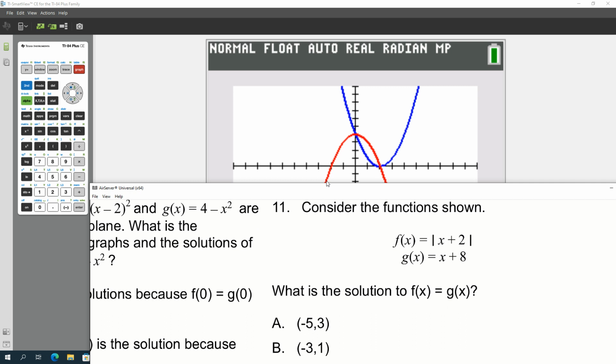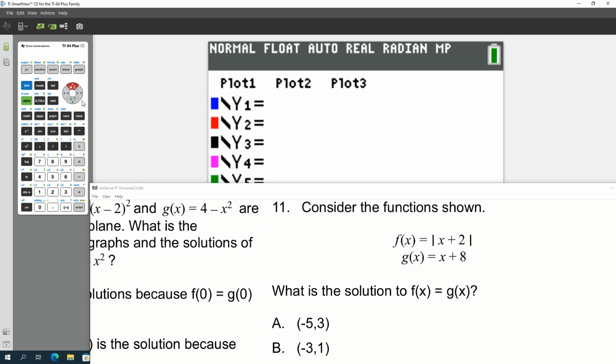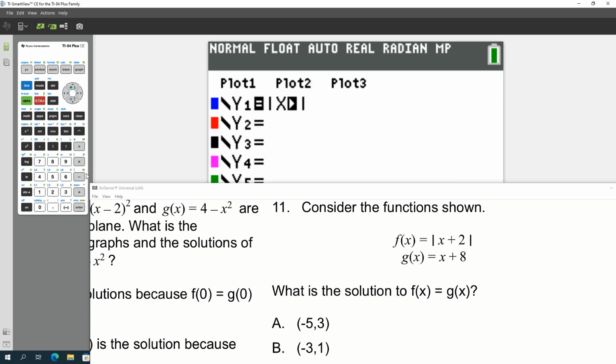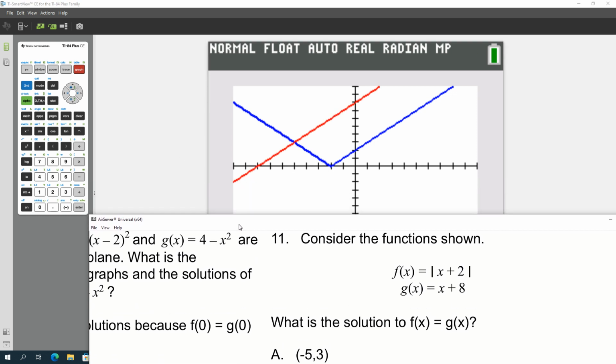I think that 11 is also a calculator question. Now this one is different. We have absolute value. And so probably at some point on your EOC test, you're going to have to do absolute value in the calculator. And it's alpha y equals and then number 1. All right.